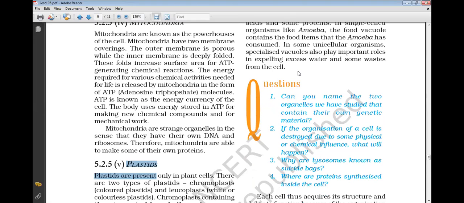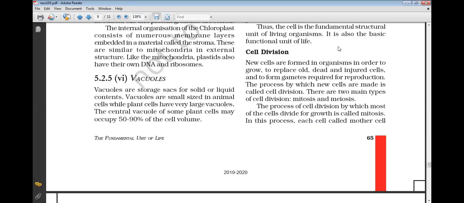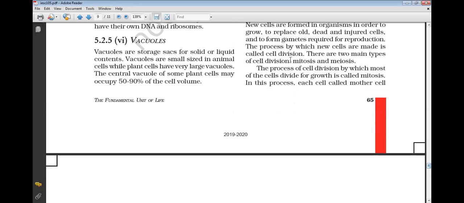Today we'll start with something called cell division, and I think this will be the last topic which we'll cover. When new cells are formed in an organism, it is to grow, to replace old, dead and injured cells, and to form gametes required for reproduction. The process by which cells are made is called cell division. There are mainly two types of cell division. Please remember these two words: mitosis and meiosis.